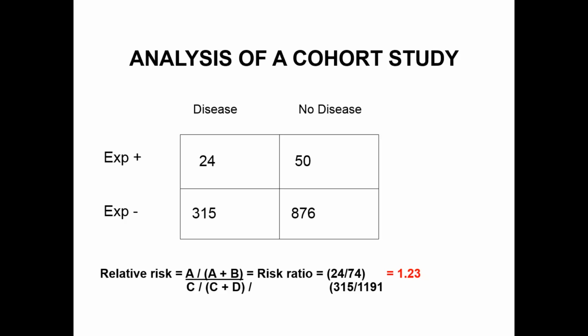It's 24 divided by 74. Oh, I see we have the numbers there, so I didn't need to calculate anything. Okay, 315 in the unexposed group, 315 divided by 1191. Now I didn't show the calculations for what each of those risks was, but rather I showed you the risk ratio. I took 24 divided by 74, and then I divided that by 315 divided by 1191, or the risk in the exposed divided by the risk in the unexposed, and I got 1.23. So a 23% increased risk in the exposed group compared to the unexposed group.